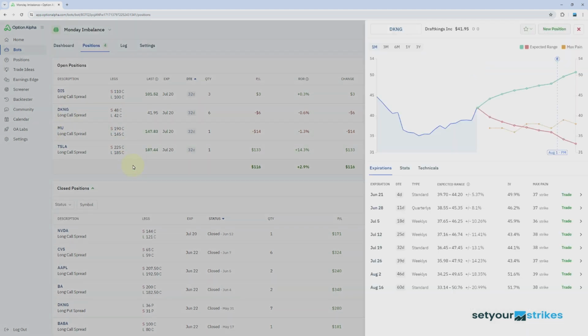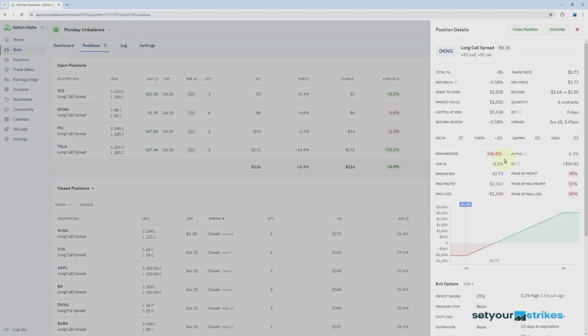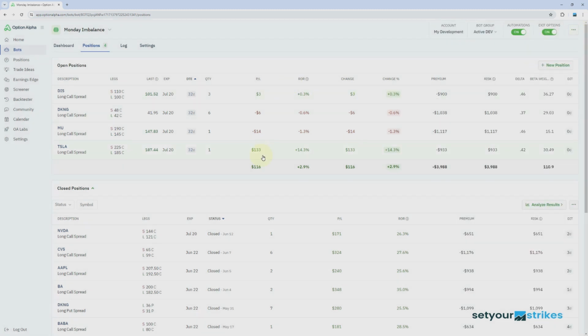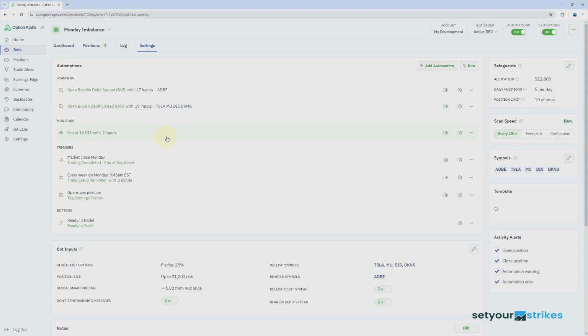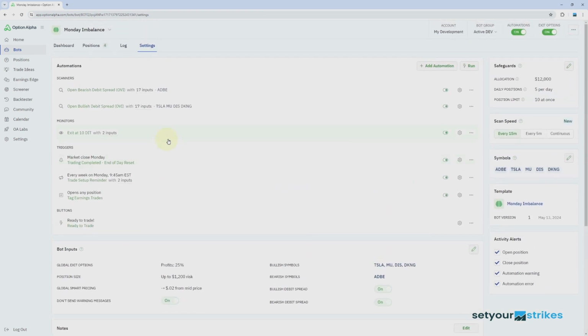I think not all of them. I think it's 2-to-1 or higher, but they seem to fall around that 2.5 to 3 reward to risk ratio. Again, we're collecting just a small percentage of that potential reward because we want to get out of these trades early and have that capital freed up to put on the next set of trades the following week. So interesting one. Stay tuned for more on this one. I'm calling it the Monday imbalance, and it will be a regular weekly trade setup.